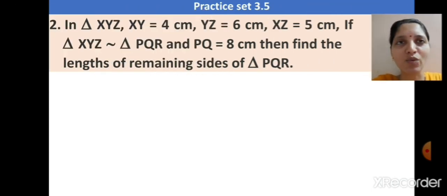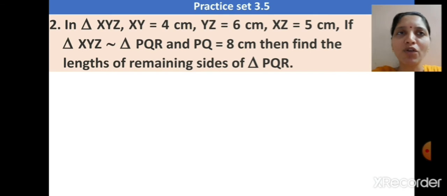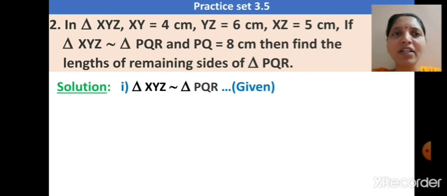In triangle XYZ, XY is equal to 4 cm, YZ is equal to 6 cm, XZ is equal to 5 cm. If triangle XYZ is similar to triangle PQR and PQ is equal to 8 cm, then find the lengths of remaining sides of triangle PQR. Now here the lengths of sides of one triangle are given to you and you have to find the remaining sides of the other triangle. Now let's start with the solution.